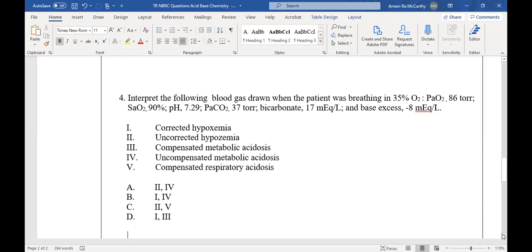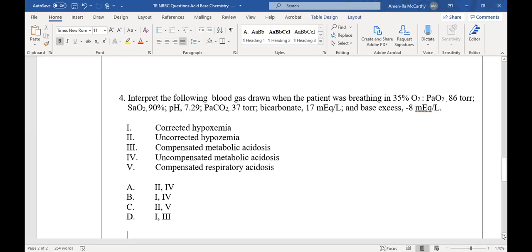And D, so yeah, because y'all putting A. A is uncorrected hypoxemia. Yeah, he's breathing oxygen. He's breathing in 35%. What is room air? 21. Anything greater than 21, he's on oxygen. So if he's on oxygen and his PaO2 is normal, then that's corrected hypoxemia. Okay? Corrected hypoxemia.